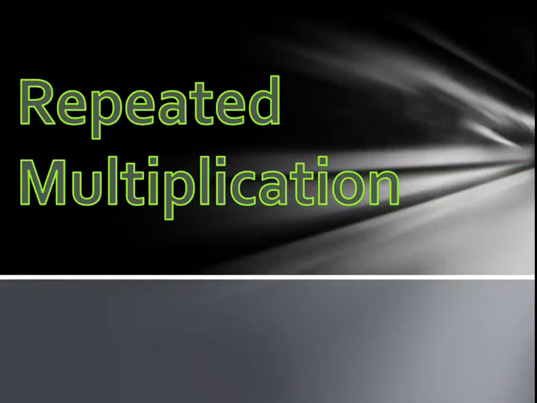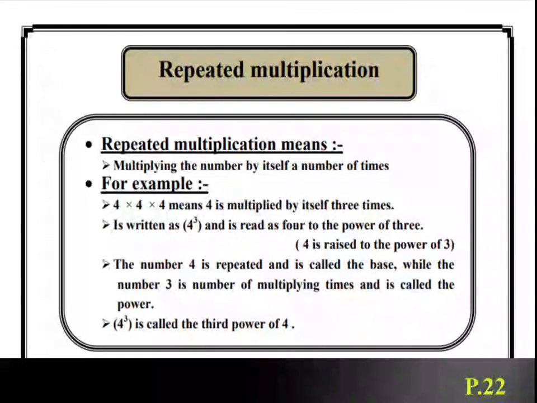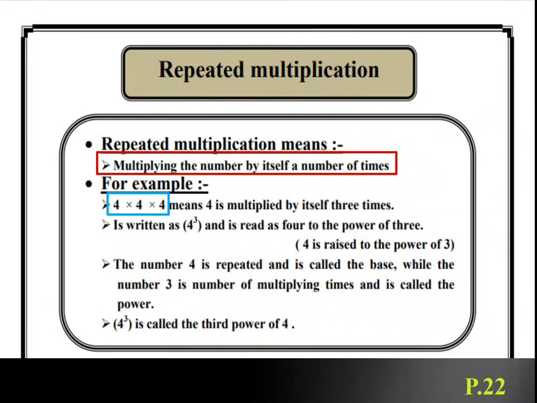Today we are going to talk about repeated multiplication. Repeated multiplication means multiplying the number by itself a number of times. For example, if I have 4 multiplied by 4 multiplied by 4, that means 4 is multiplied by itself 3 times. And we can write it as 4 power 3, and we can read it as 4 to the power of 3, or 4 is raised to the power of 3, or the third power of 4.